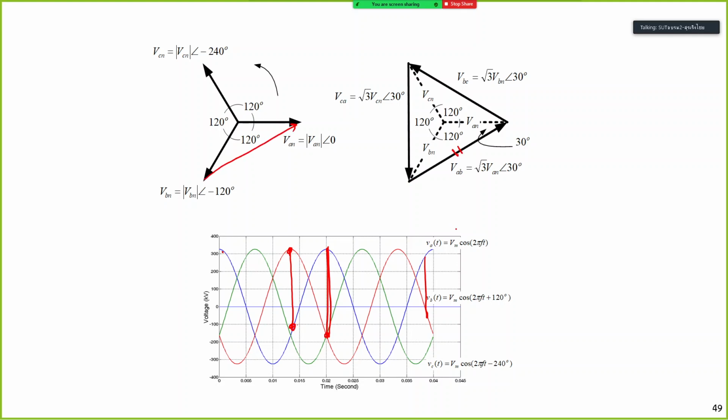The voltage between phase A and phase B is equal to square root of 3 times the voltage between A and neutral, A to reference here. And the phase shift would be 30 degrees, right? It shifts the phase by 30 degrees here.